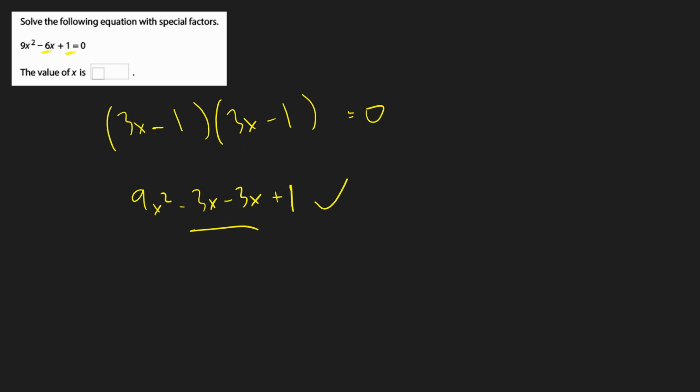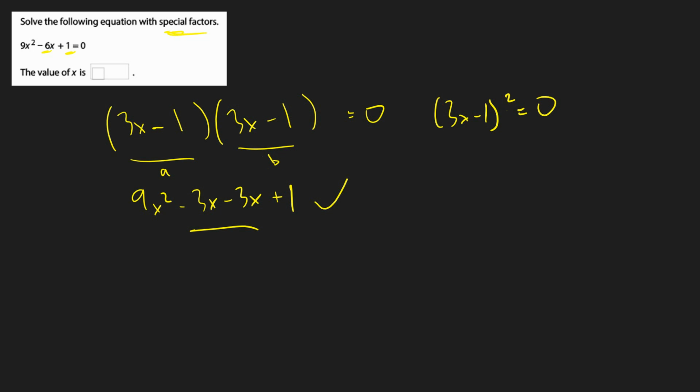That's great. So again, the hint here was that because it's a special factor, I know that it has to be the same thing times itself. So this is like your A, and this is like your B. So this is like saying the same thing as 3x minus 1 squared equals 0. It's the exact same thing.